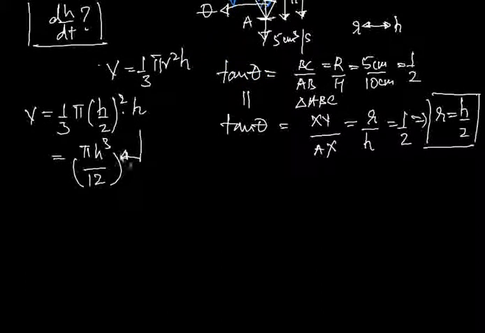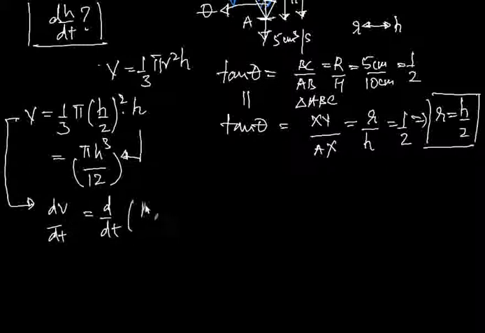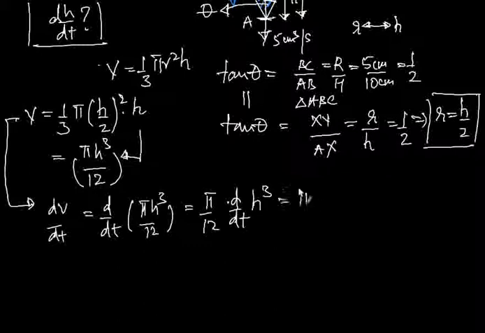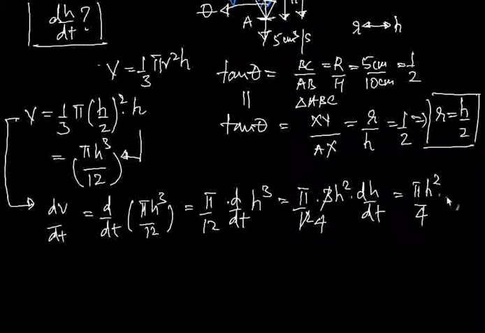And if we were to differentiate this with respect to time, then it would be the same thing as differentiating pi h cube by 12 with respect to time. Because pi by 12 is constant, I just take it out, d by dt of h cube, which turns out to be pi by 12 times 3h square times dh by dt. I can simplify this a little further, and this turns out to be pi h square by 4 dh by dt. So what we know is that dV by dt is equal to pi h square by 4 dh by dt.